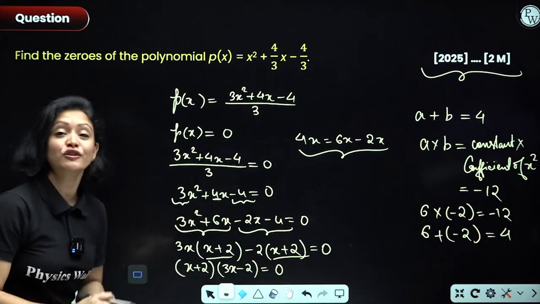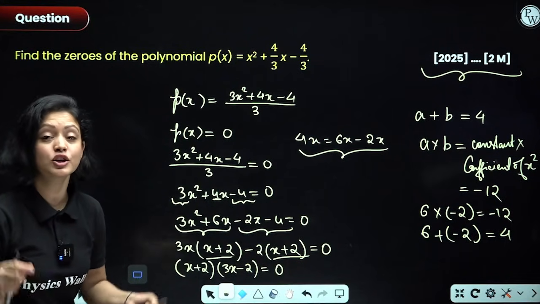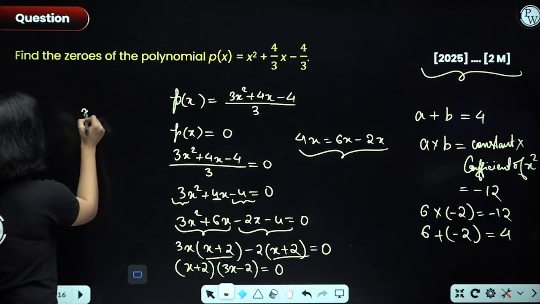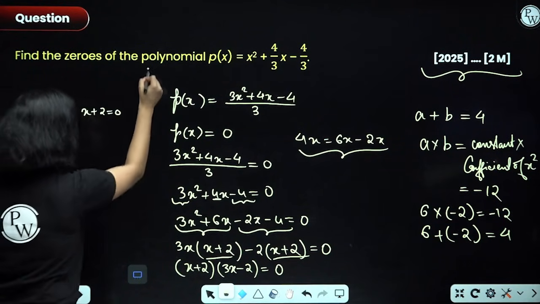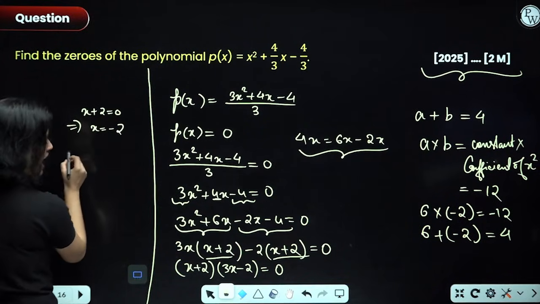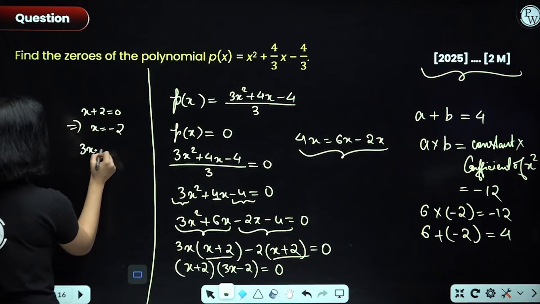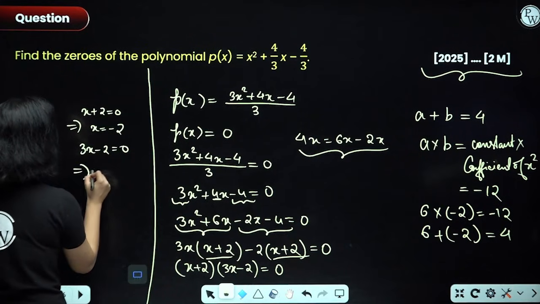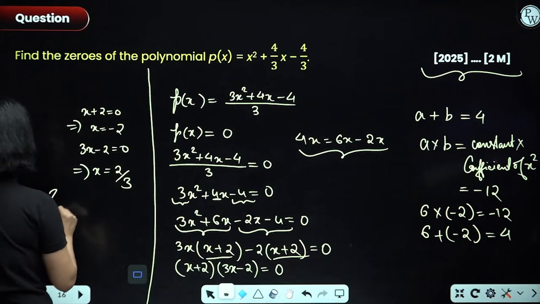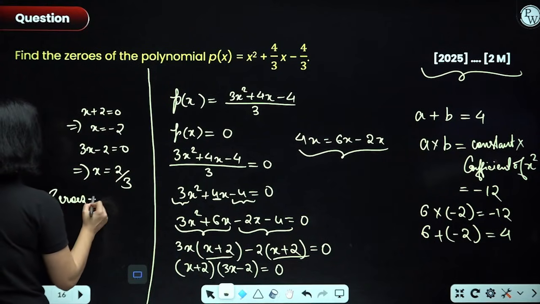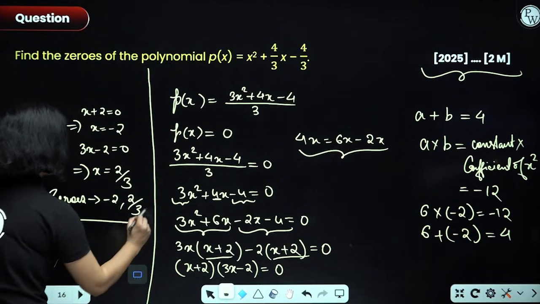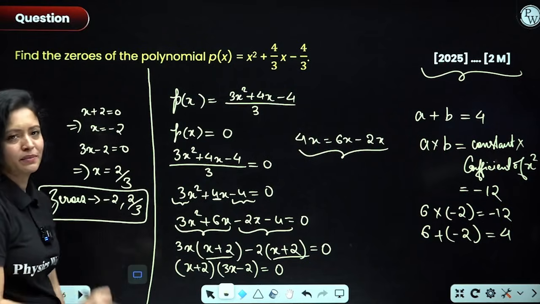So, now when the product of two numbers is 0, then one of these should be 0, right? So, you will say that, okay, x + 2 = 0 means x = -2, right? And 3x - 2 = 0 means x = 2/3. So, what are the zeros here, everyone? The zeros are -2 and 2/3. That's it. Simple, easy, very basic.